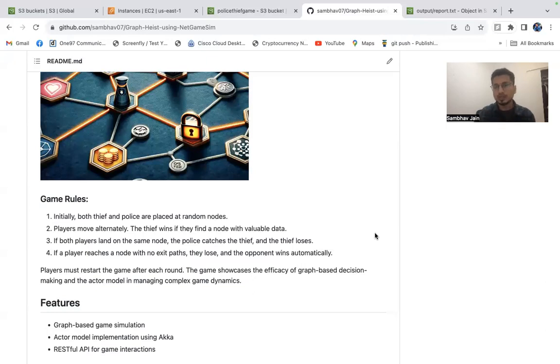So the police only wins when the thief gets stuck. And by stuck, I mean they get stuck at a node from where they cannot move to any other node in the graph. And all the valuable nodes are actually saved in the graph. And that's how the police wins. And even the police can get stuck on any such node, and in that case the thief automatically wins and the game is over again, and they have to restart a new game. That's how my implementation and my interpretations are for this game.